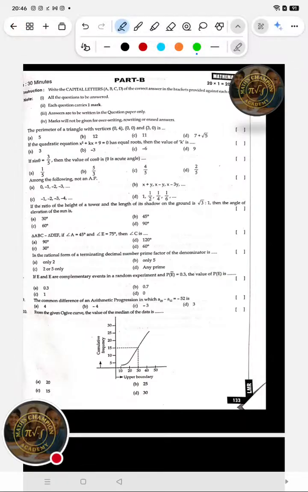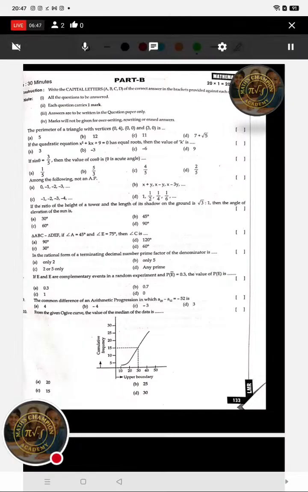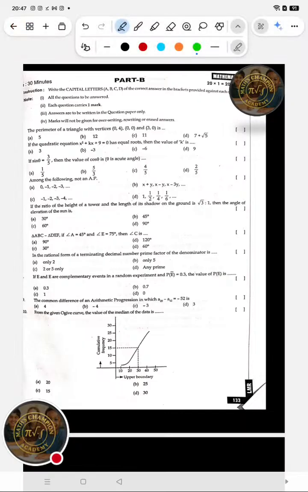Now look here, Part B. Given the perimeter of a triangle with vertices (0, 4), (0, 0), (3, 0). Three vertices of a triangle are given, and we have to find the perimeter. Perimeter is nothing but the length of the boundary.